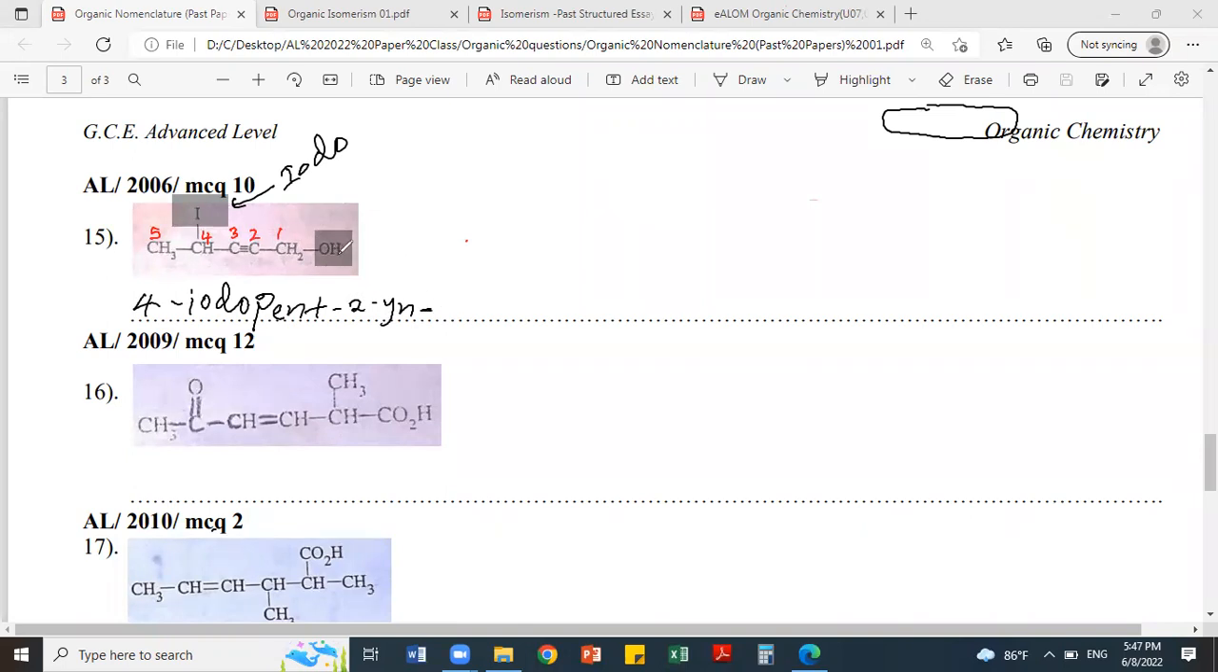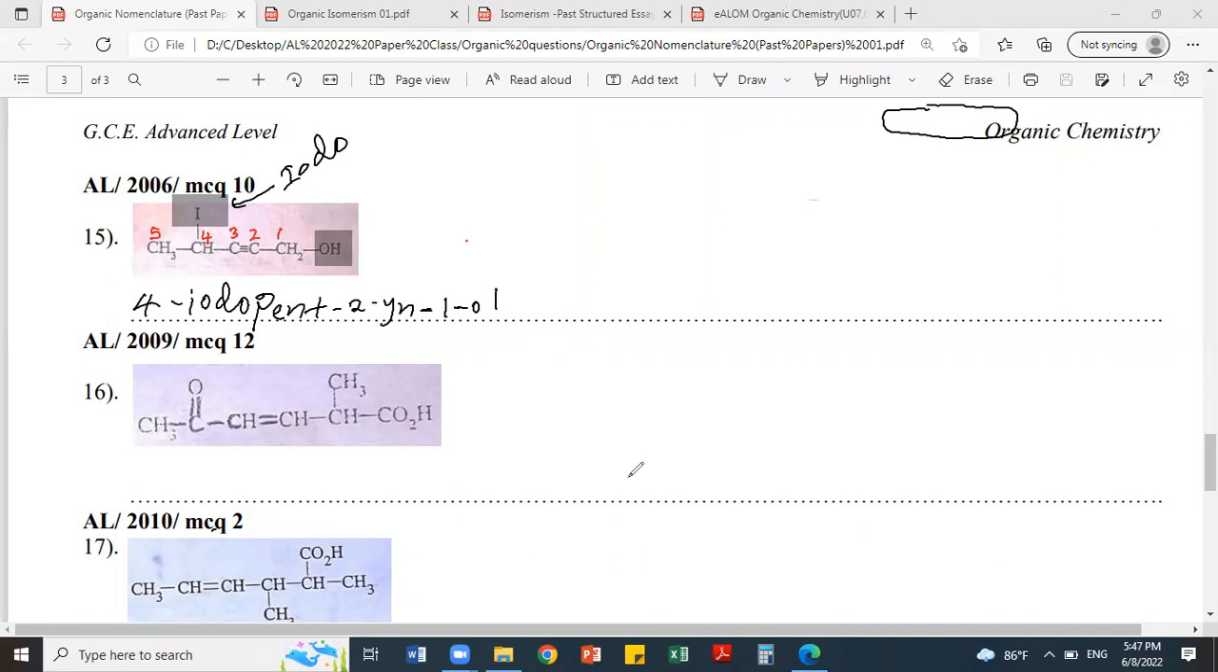it's pentanol, actually pentynol, but you have to indicate the triple bond. That's why 2 yn. Then OH is attached to the 1st carbon. Therefore, we write 1 ol. So 4 iodo, pent, 2 yn, 1 ol.